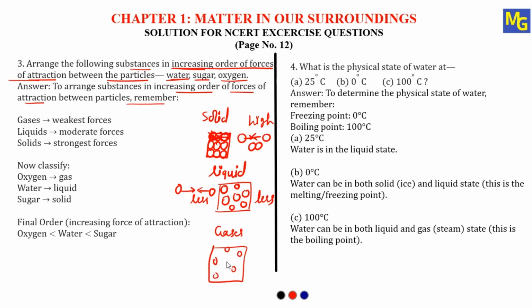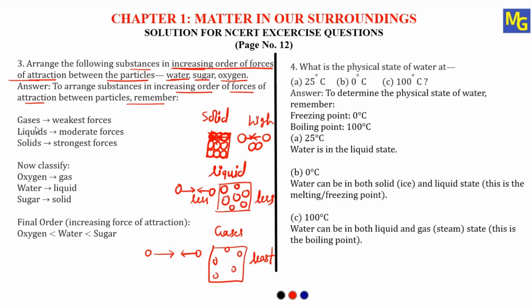Why are they far from each other? Because the particles have very little force of attraction between them, and that's why the space between the particles is very high. Attraction is, I can write, least. And because of the attraction only, we can see this type of arrangement of particles.